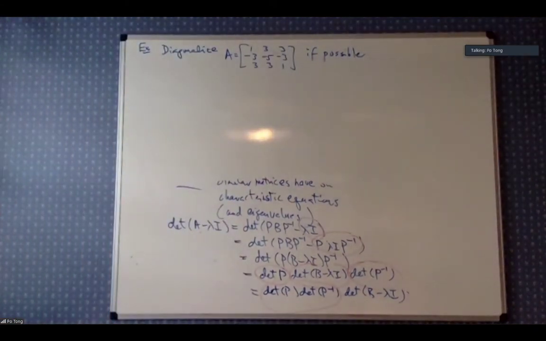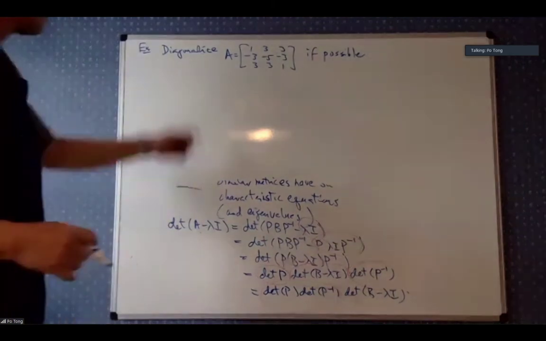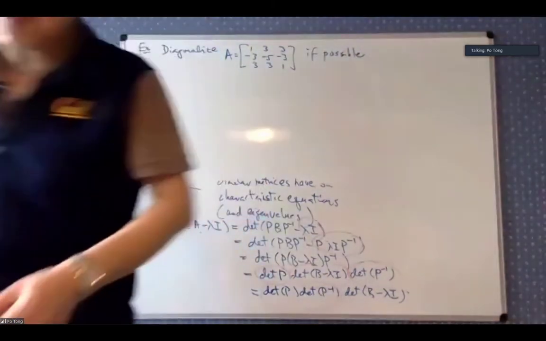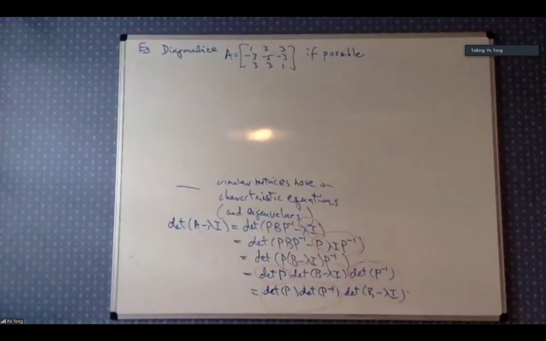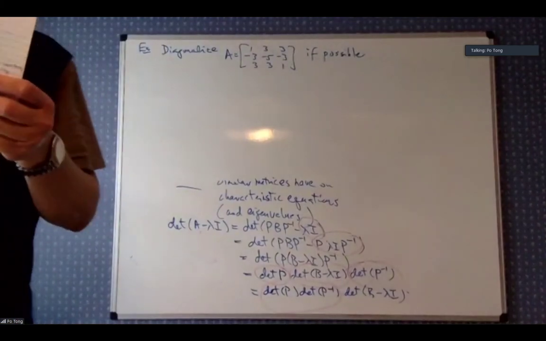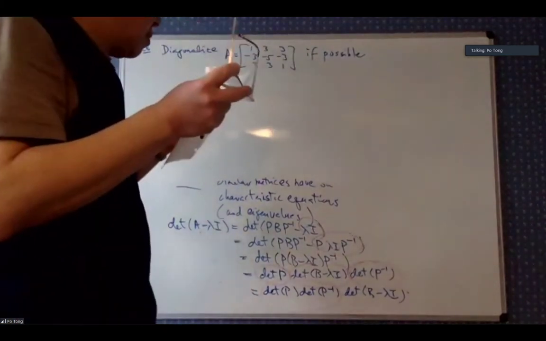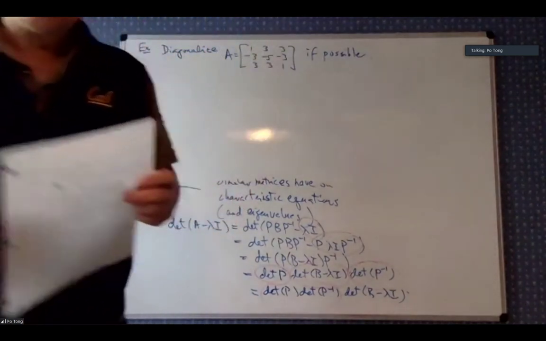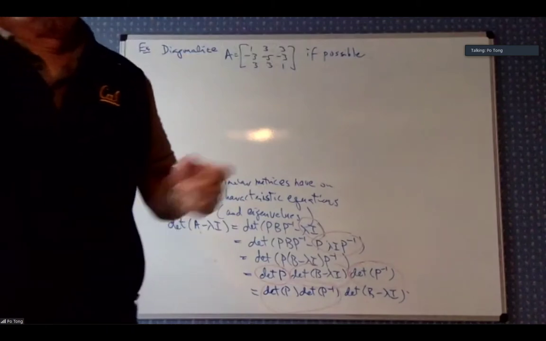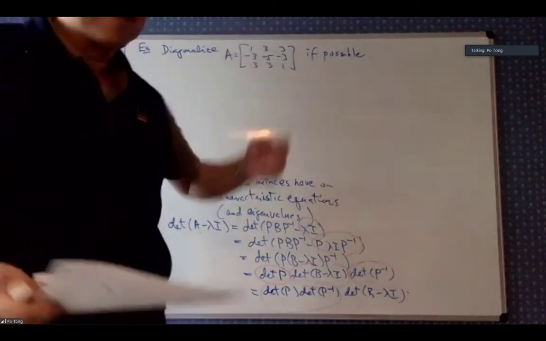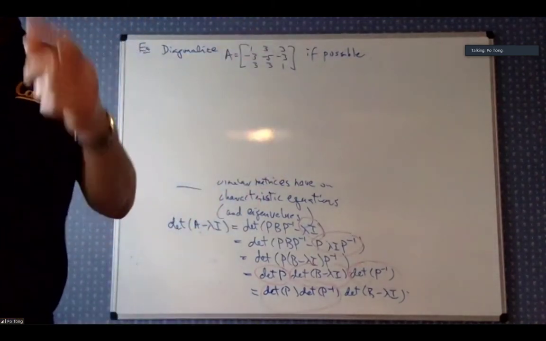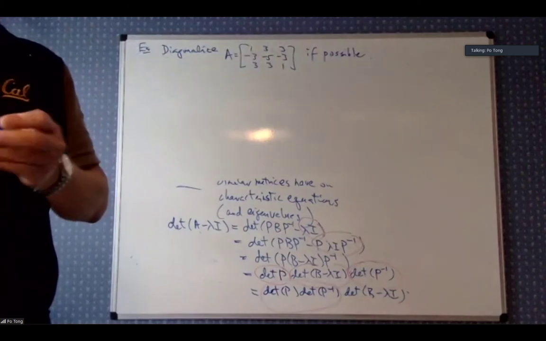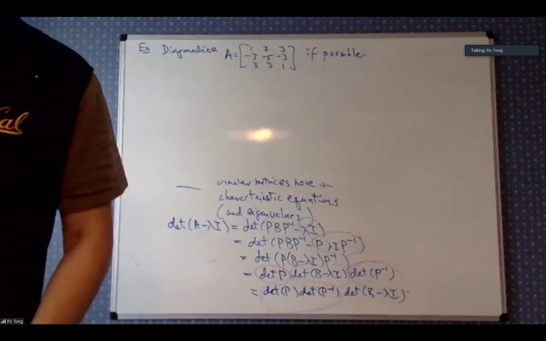The way that this question is worded, diagonalize this matrix if possible, means that sometimes it's not possible. We'll talk about under what condition it's not possible a little bit later. We'll try, and if you get stuck, then it's not possible. We will talk about that a little more as we keep going today.